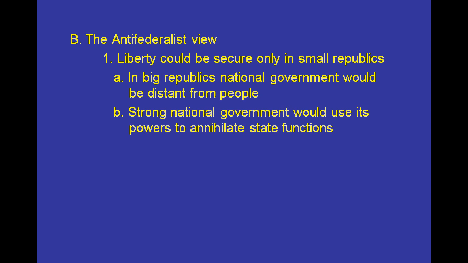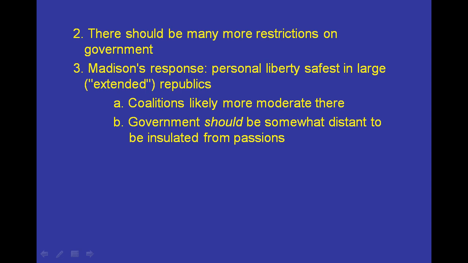During the ratification process after September 1787, the Anti-Federalists began writing articles in newspapers stating that liberty could only be secure in small republics. They argued that in large republics, national government would be distant from the people. A strong national government would use its powers to annihilate state functions. There should be many more restrictions on the government, so said the Anti-Federalists, Publius, Mercy Otis Warren and others.